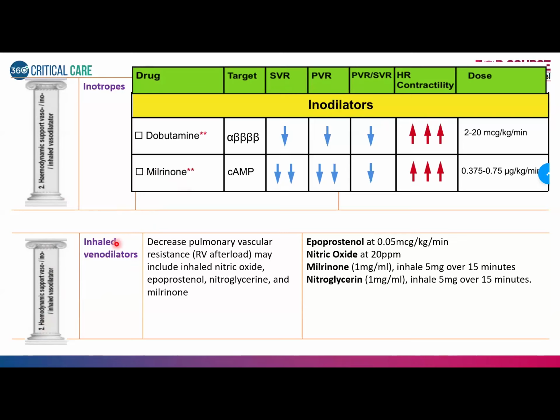Another important entity is the inhaled vasodilators, which decrease the pulmonary vascular resistance. They may include inhaled nitric oxide, epoprostenol, milrinone, and nitroglycerin, and these are the drug doses.